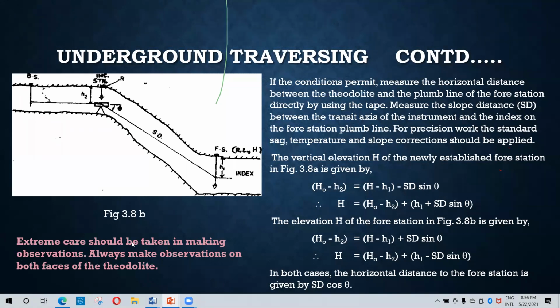Extreme care should be taken in making observations. Always make observations on both faces of the theodolite, right? If you make a small error, you are going to calculate wrong levels. So at the end of the tunnel, you will have a big error if you don't take precautions.